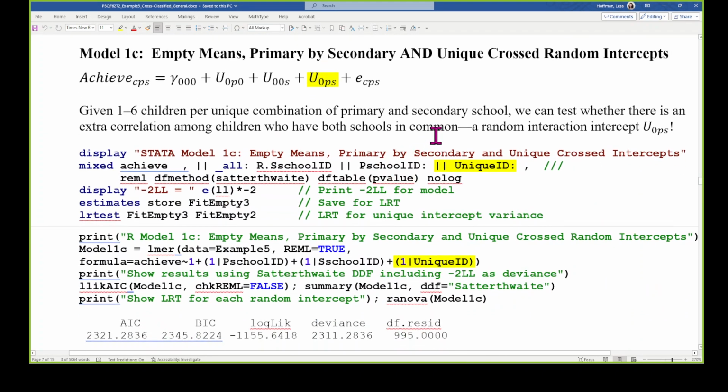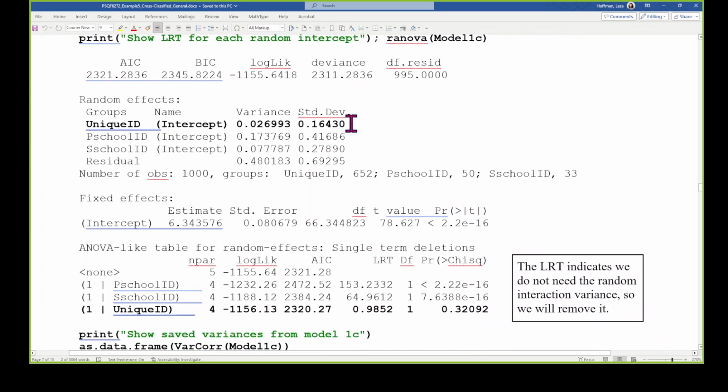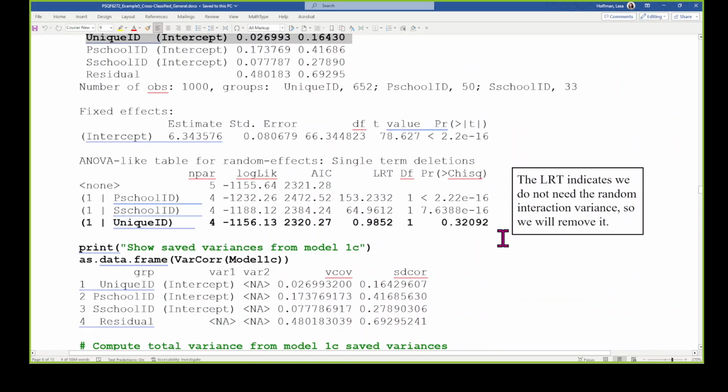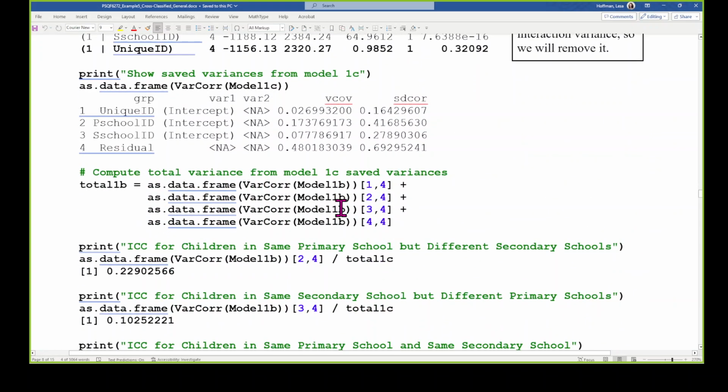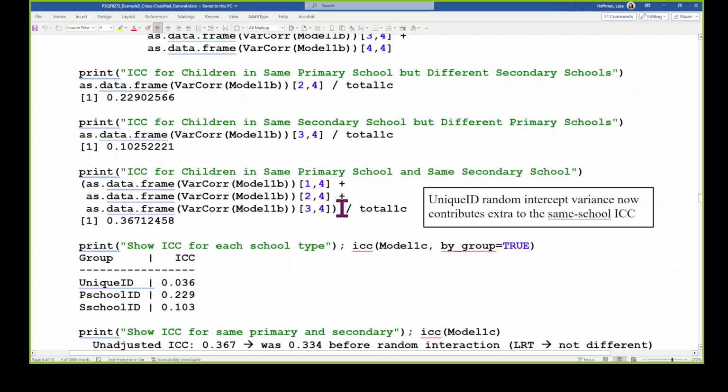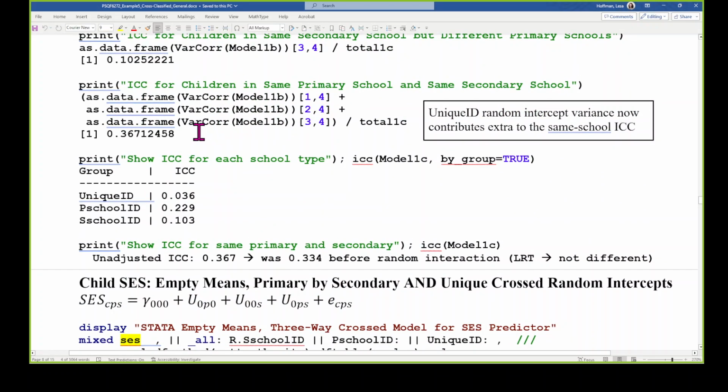Because I have more than one unique person in each unique combination, I could actually fit the random interaction term. So I created a new ID variable that would keep track of unique combinations, and I fit that in the model as well. That turned out to be not significant, so we're not going to keep it. That's possible only because I have more than one child per combination for at least 40% of the kids. If I were to keep it, that unique combination would add to the intraclass correlation for the two. So it adds an extra correlation between kids in the same place that's not already identified by the separate correlations of secondary and primary.